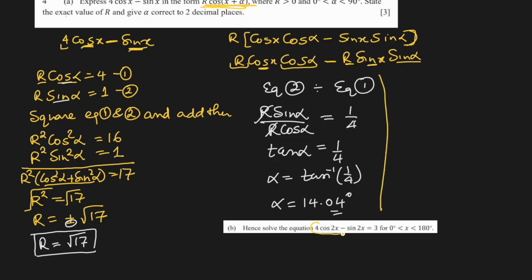In place of this, I can write r, we got square root 17. This is B part I'm doing here. Square root 17 and then cos(x plus alpha), alpha we got 14.04, is equal to 3. But x is not x, x is 2x in this case now. That means we have to replace x by 2x here, and this becomes our new equation. So we'll solve this by first dividing both sides by square root 17.